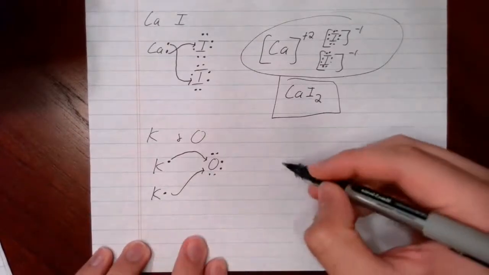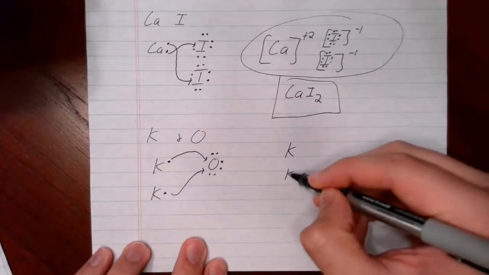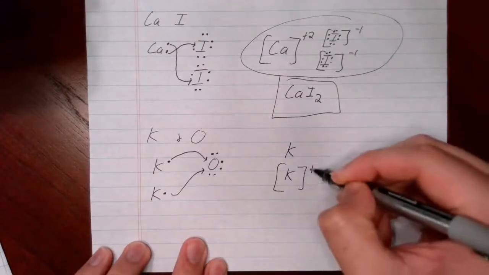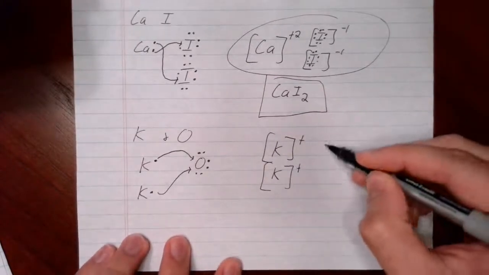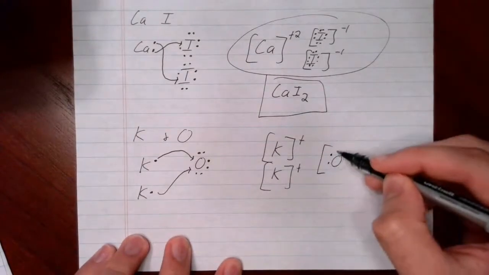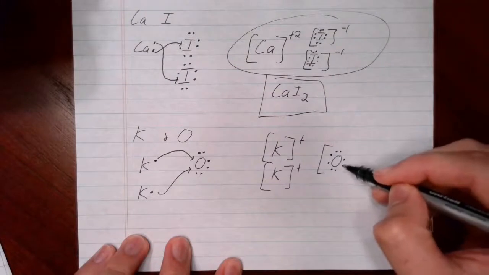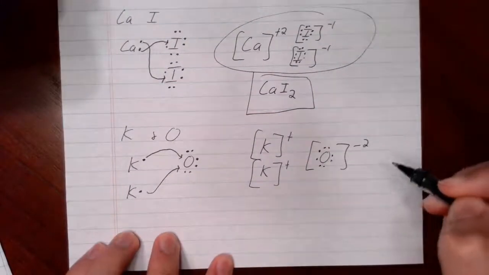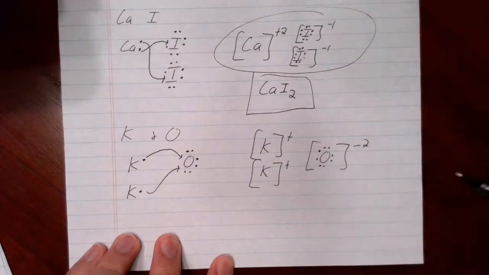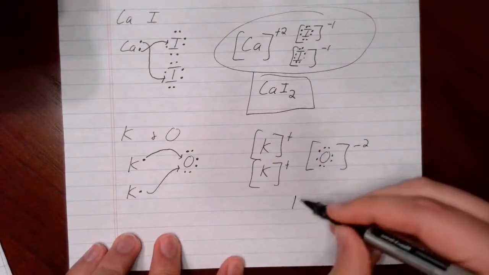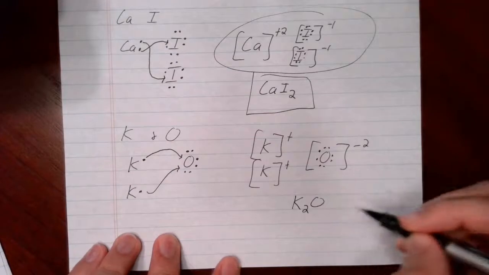Okay. So now I have 2 potassiums, each with a +1 charge. Then I have an oxygen with 8 electrons with a -2 charge. Do the charges cancel? Yes, I have -2 + 1 + 1, so that's equal to 0. So my formula here would be K2O.